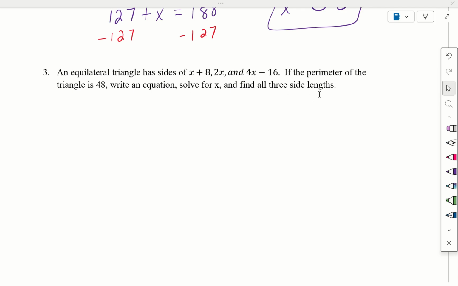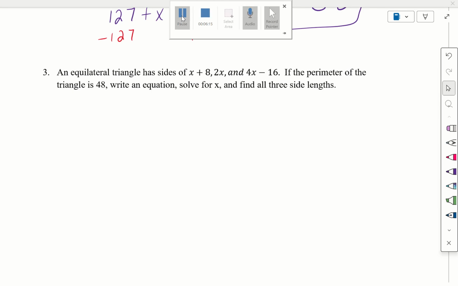So there's a couple equations you could go with because the triangle is equilateral. What you see pop up here on the screen in just a moment may not be what you have, but that doesn't mean that you're wrong. You might still get the right answer. So pause the video now and give problem 3 a chance.